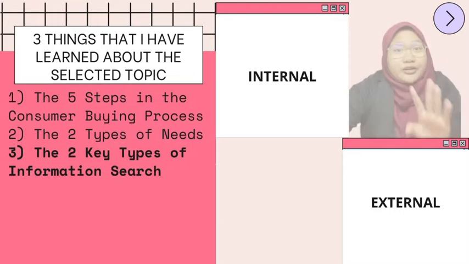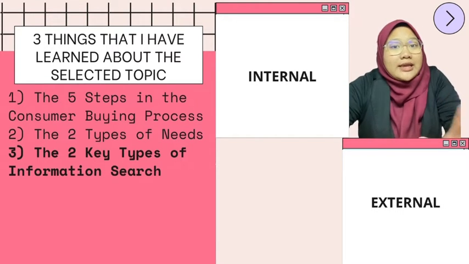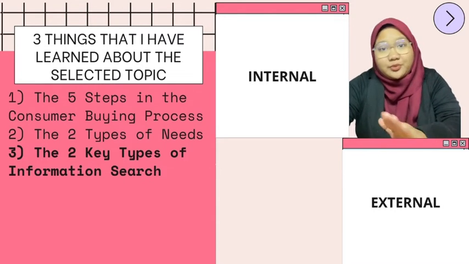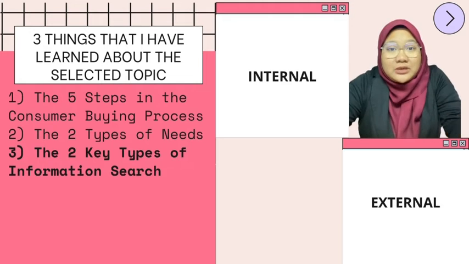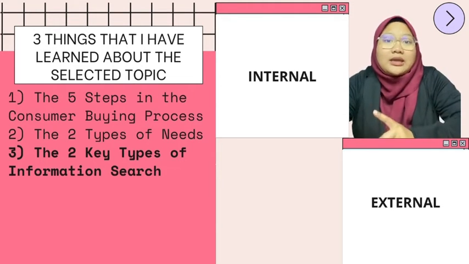There are 2 key types of information search, which are internal and external. Internal search for information is when the buyer examines his or her own memory and knowledge about the product or service gathered through past experiences, while external search for information is when the buyer seeks information outside his or her personal knowledge base to help make the buying decision.